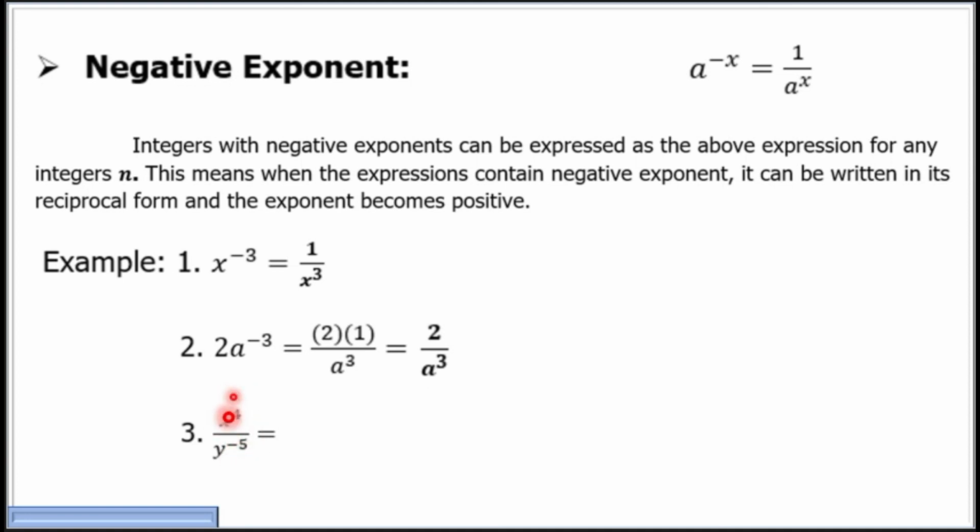So x raised to the power of 4 stays in the numerator. We move the y, which makes the sign of its exponent positive 5, over 1. The 1 remains there, of course. Simplifying, 1 is left in the denominator, which means it is a whole number. So the answer is x raised to the power of 4, y raised to the power of 5.